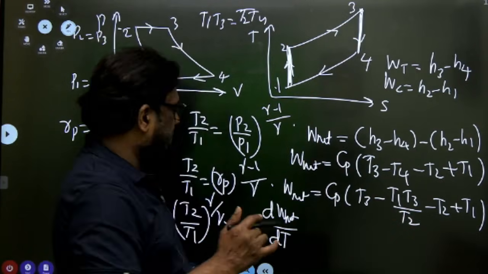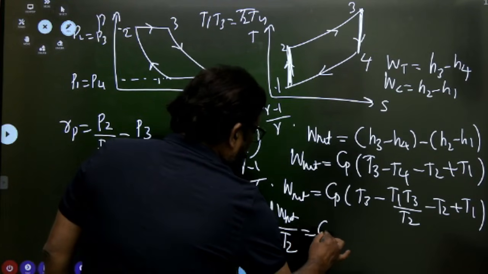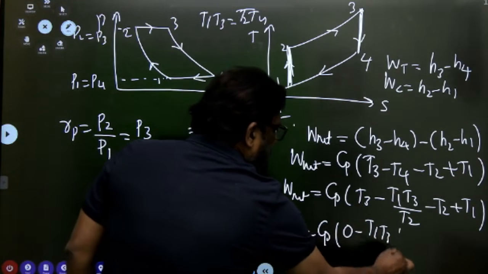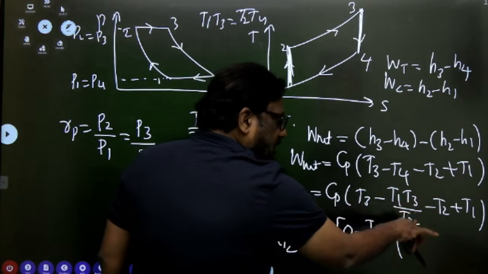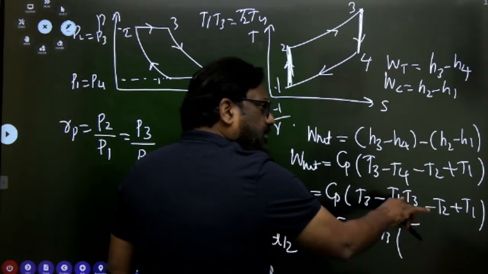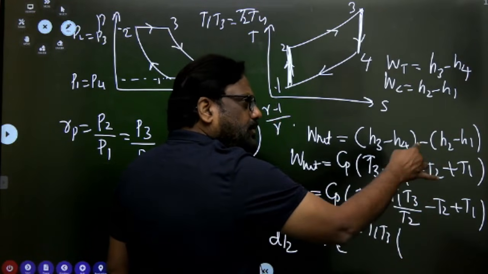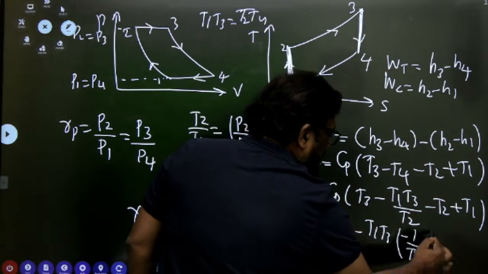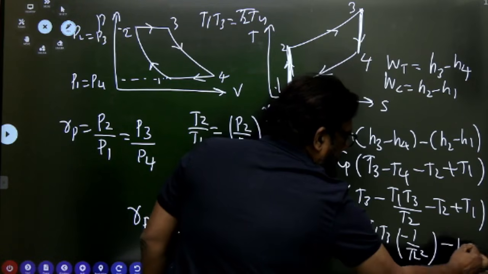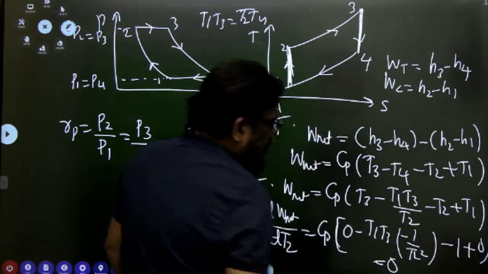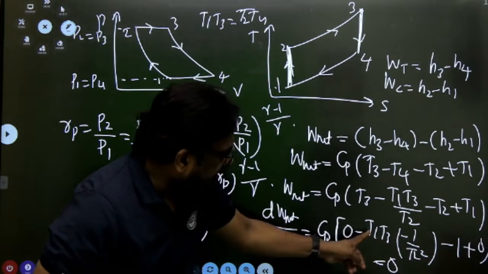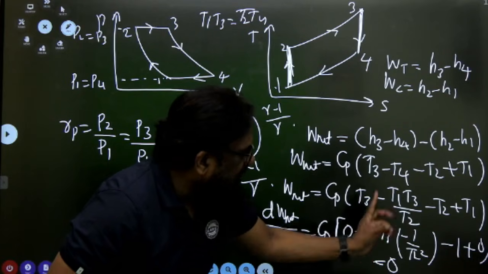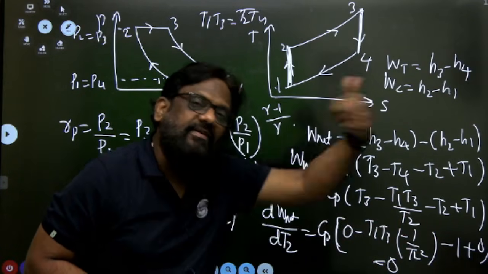So differentiate with respect to T2. Cp is constant. T3 is constant, T1 T3 is constant, and the derivative of 1 by T2 is minus 1 by T2 square. The derivative of T2 is 1, and T1 is 0. This should be equal to 0. So minus 1 plus T1 T3 by T2 square equals 0. So T2 square will be equal to T1 T3. T2 will be equal to root of T1 T3.